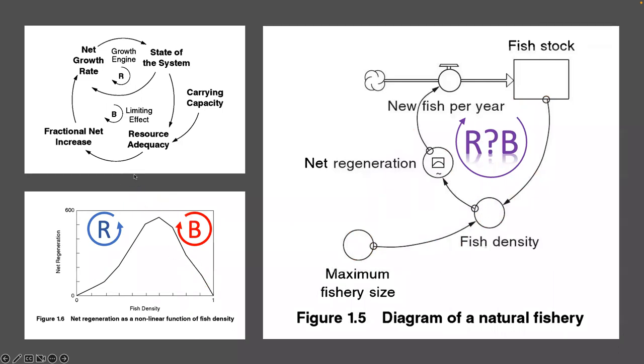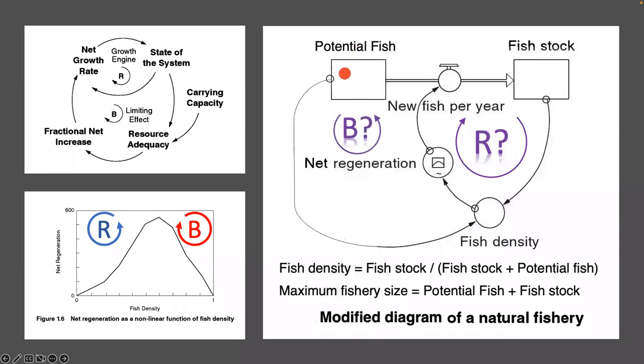So my thought is, instead of having this exogenous variable, maximum fishery size, what if I create another stock called potential fish, which is fish that haven't been born yet, and this one is fish that are born. If you add the fish that are born to the fish that haven't been born yet, you get your carrying capacity back. So if you start with 2 fish here, you might have 9,998 fish over here, corresponding to a carrying capacity of 10,000 fish. These fish don't exist in reality, but we're modeling them as these potentials, these ghost fish that might come into existence.